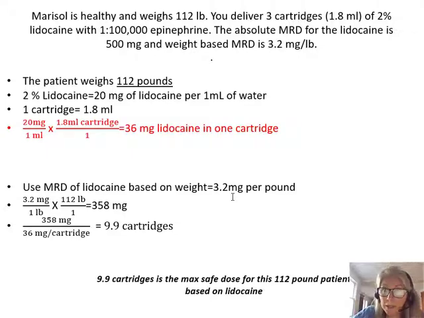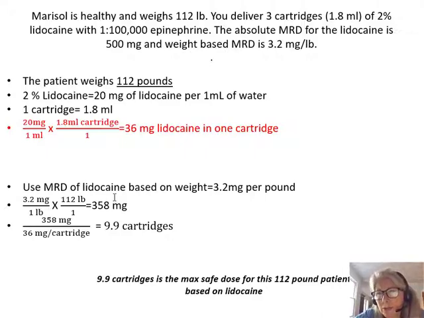The weight-based MRD for lidocaine is 3.2 milligrams per pound. So that's what this looks like in an equation, 3.2 milligrams over 1 pound, multiplied by how much she weighs, which is 112 pounds. The pounds cross off because one's on the top and one's on the bottom. And you end up for Marisol, this 112-pound person, her maximum recommended dose is 358 milligrams of lidocaine. It's not 500 because she doesn't weigh that much.